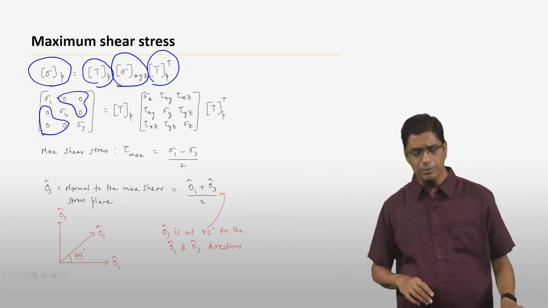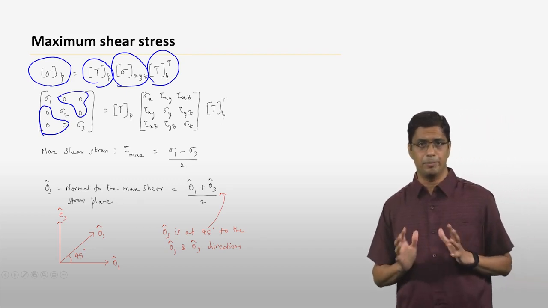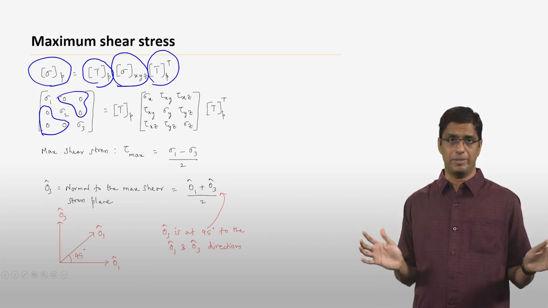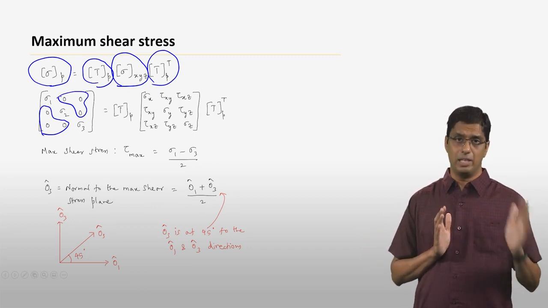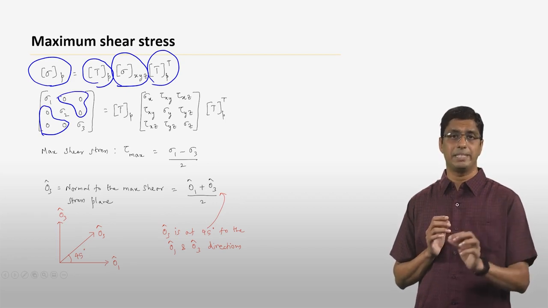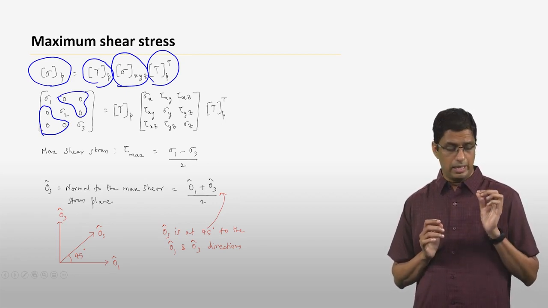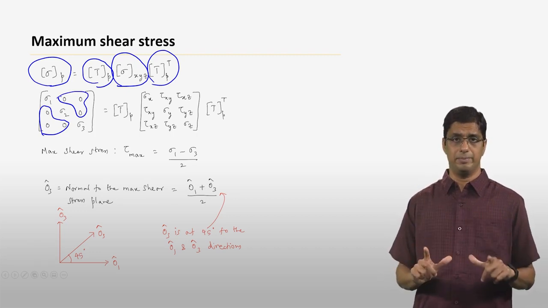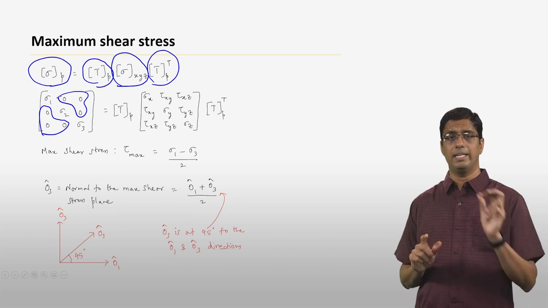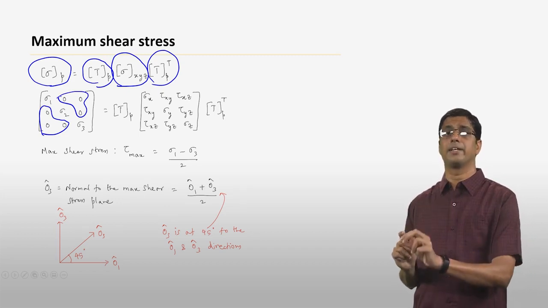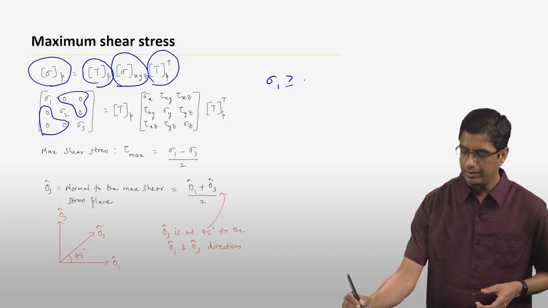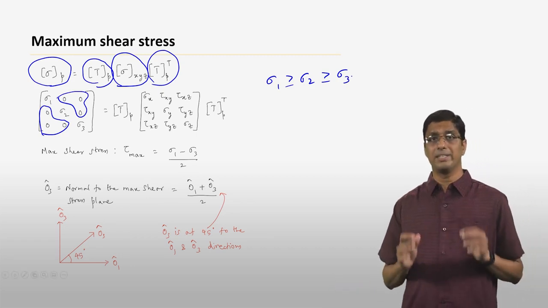Now, there's also a couple of other things that you probably want to note here. Once you know the principal stresses sigma 1, sigma 2, and sigma 3, you can find that tau max is sigma 1 minus sigma 3 divided by 2. Again, I want to emphasize that once you find the principal stresses, you always order them in such a way that sigma 1 is greater than or equal to sigma 2 is greater than or equal to sigma 3. And this is including the sign.